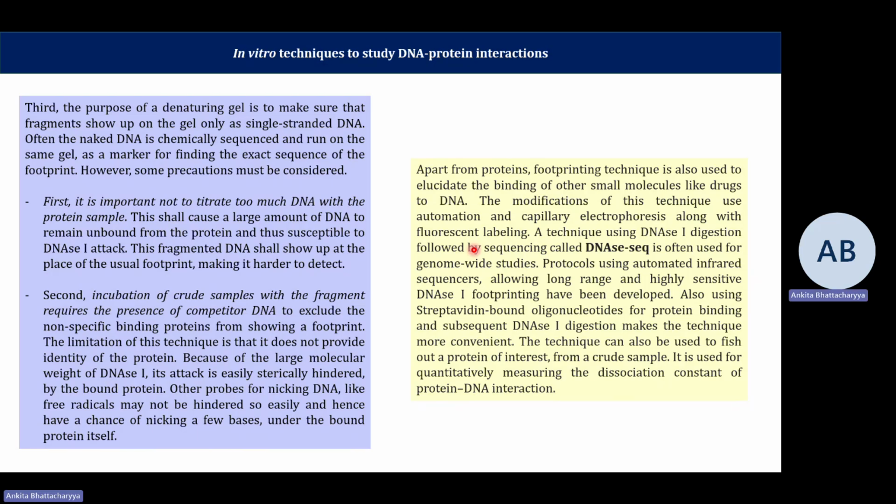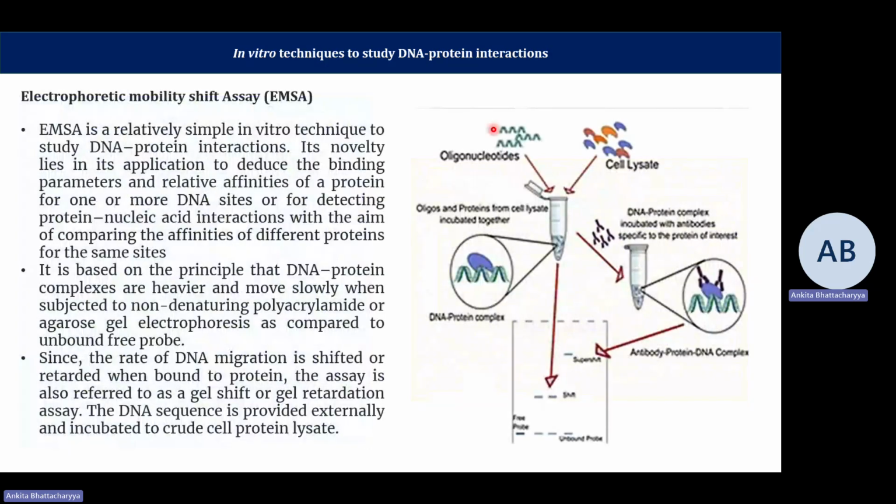So DNase-seq is often used for genome-wide studies. Now, protocols that use automated infrared sequencers allow for very long-range sequencing. If you remember, we had discussed long-read sequencing before, and very highly sensitive DNase-1 footprinting is also performed. Also, using streptavidin-bound oligonucleotides for protein binding and subsequent DNase-1 digestion makes the technique very convenient. It can also be used to fish out a protein of interest from a crude sample. It is also used for quantitatively measuring the dissociation constant of the protein-DNA interaction. So this is one method.